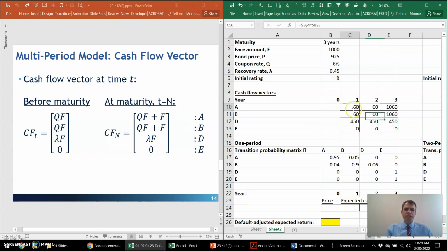So those are three cash flow vectors, the three cash flow vectors for the bond. What cash flows do I receive at each period depending on what the bond's rating is? So that's going to be an important component of computing a bond's default adjusted expected return.